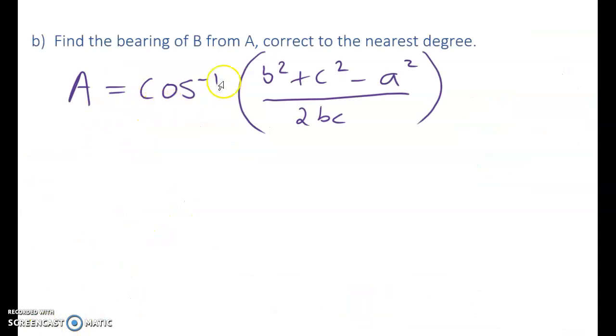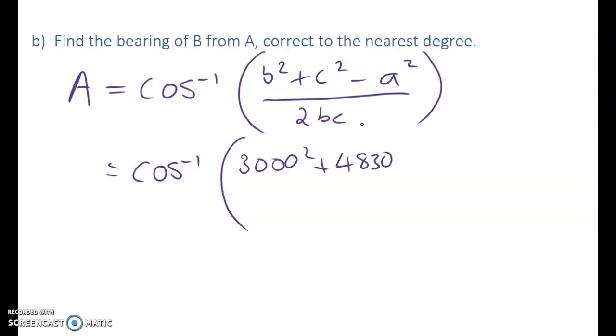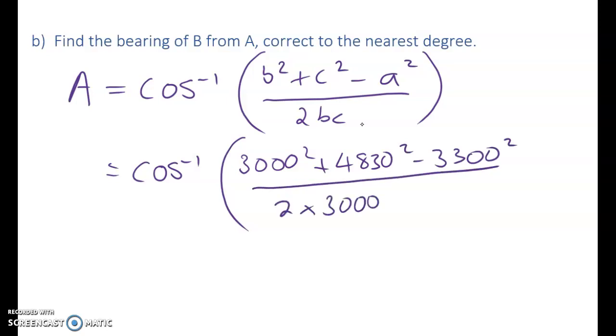So angle A equals the inverse of cos, where b squared plus c squared minus a squared is divided by 2 times b times c. Let's fill in what we know. So it's going to be a long one again. Cos^-1. Now b was, I think that was the 3,000 squared plus the 4,830 squared minus the 3,300 squared over 2 times 3,000 times 4,830. Close our brackets. Plug that into the calculator.